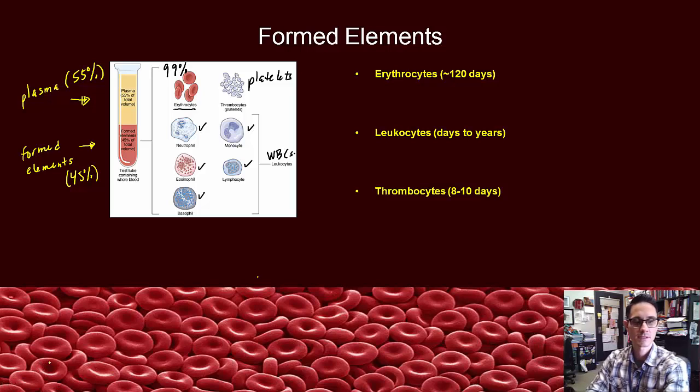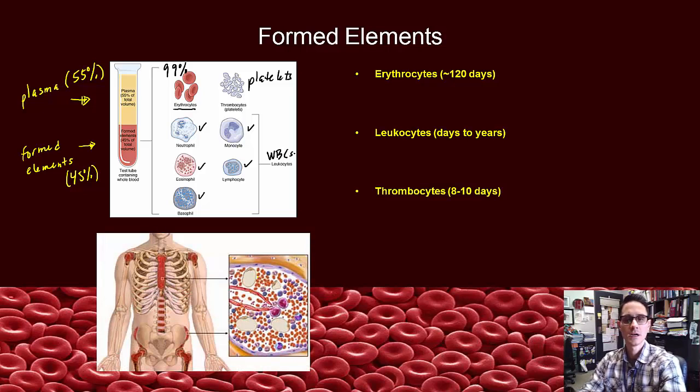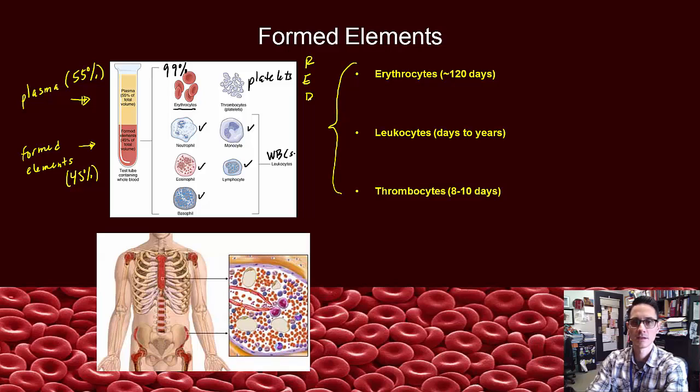If we take a look over here at how long these formed elements stick around in our blood, we've got some interesting variation. Well, first of all, where are these formed elements coming from? Okay, all the formed elements in our blood are produced in the red bone marrow. So I'm just going to put a bracket here, and all of these are going to be found being produced in the red bone marrow.